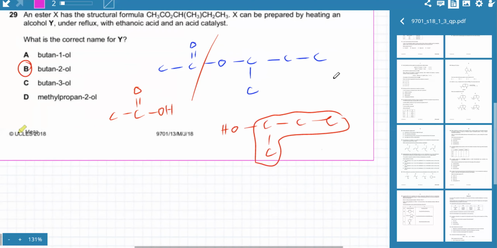Yes, sir, but in this ester, we're not completing the 4 bonds that are being made by the carbon. Which one? On this carbon on the alcohol one. This one? Wait two minutes. I'm not drawing the hydrogens. Well, the rest is all hydrogens. I'm just stating.